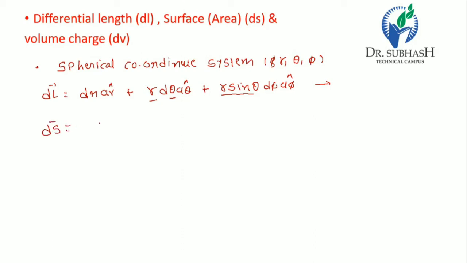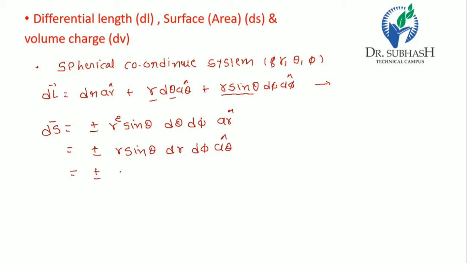Differential surface ds is equal to plus or minus r square sin theta d theta d phi in the a r direction. For the d phi we put r sin theta, and for d theta we put r. Plus or minus r sin theta dr d phi in the a theta direction, plus or minus r dr d theta in the a phi direction. For the theta we put the r.